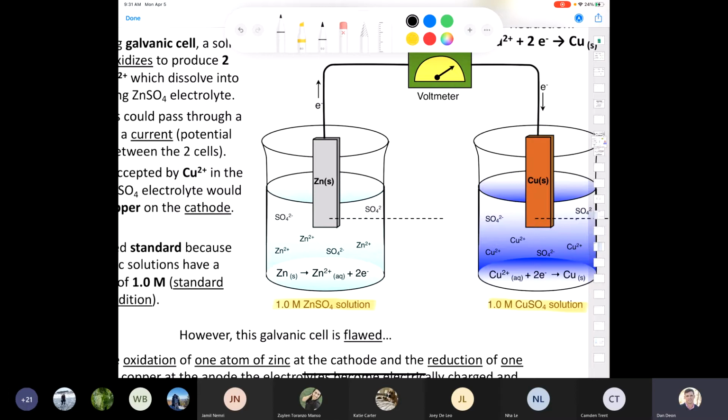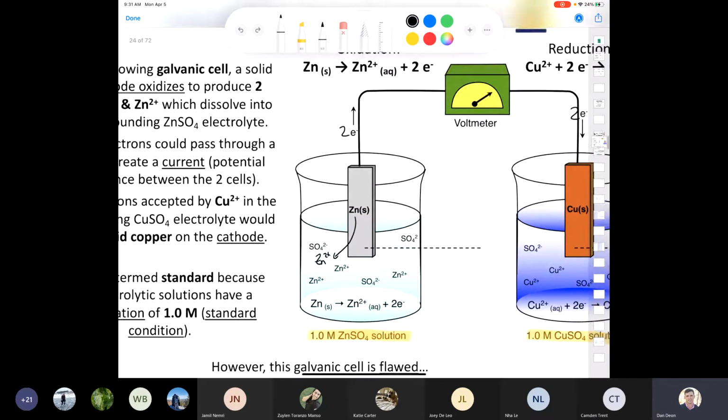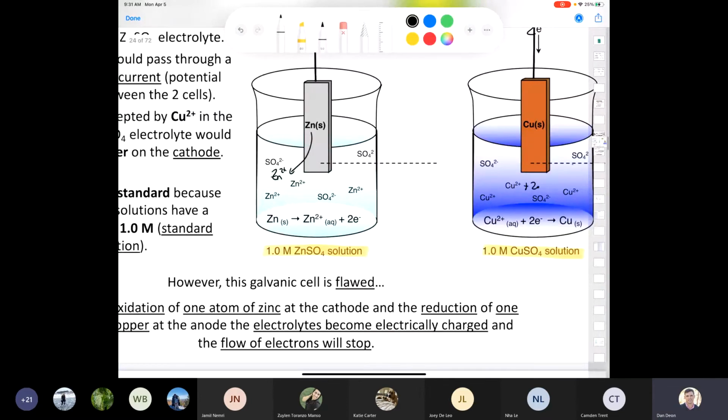And so the solid zinc is going to produce electrons, which are going to go up the wire, okay? And it's going to produce zinc 2+ cations in here. So what's going to happen is as the 2 electrons flow through the copper and they come into the solution, what are they going to do? The 2 electrons are going to react with the copper 2+, right? Copper 2+ plus the 2 electrons is going to give me solid copper.